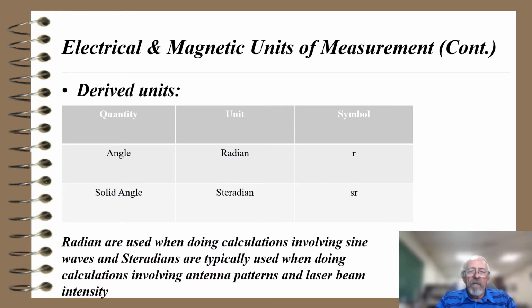So in electrical and magnetic world, we have some derived units, but before we get to those, let's take a look at the quantity on the left here in this chart, which is an angle. The unit is a radian, and the symbol is r, small r. For a solid angle, we have the steradian, and the symbol is small sr.